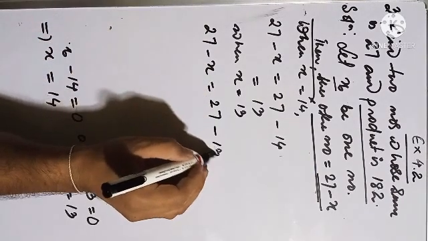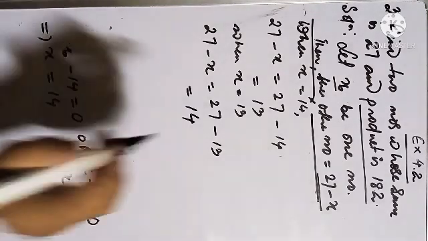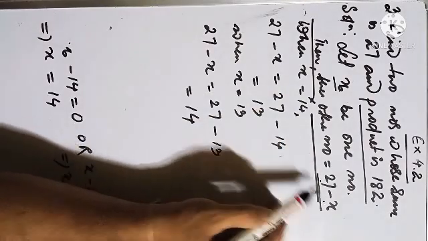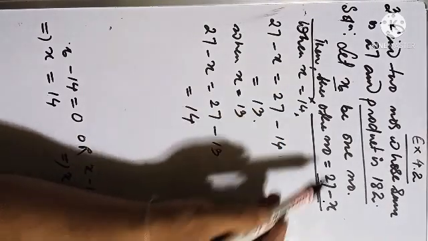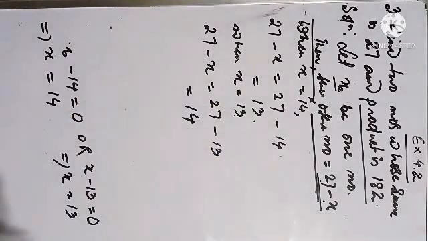27 minus 13, then we have here 14. So let's see. When this number is 14, then the other number is 13. So when the first number is 13, the other number is 14. That means these are 14 and 13, or you can say 13 and 14.